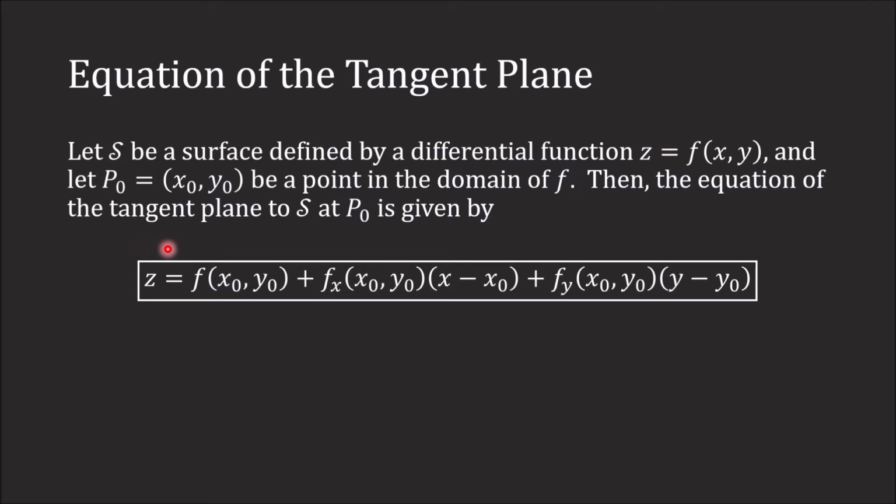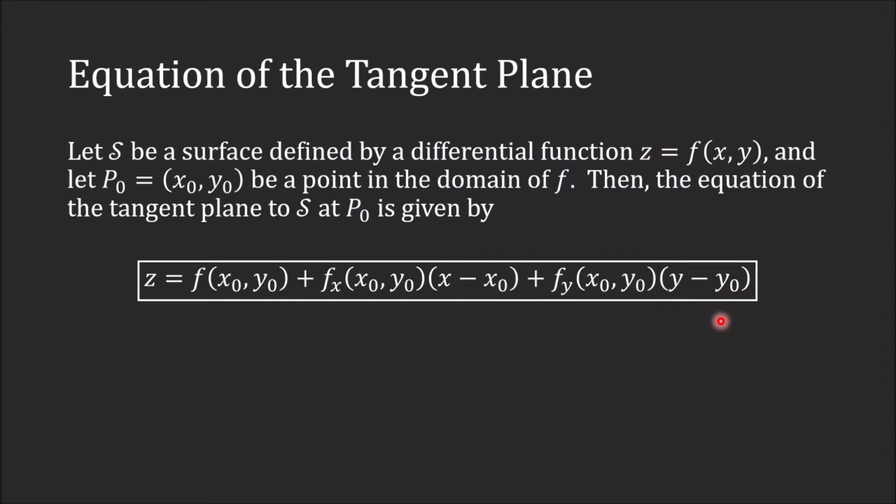So let S be a surface defined by a differentiable function, z equals f of x, y, and let P naught equal x naught, y naught be a point in the domain of f. Then the equation of the tangent plane to S at P naught is given by z is equal to f of x naught, y naught plus f sub x of x naught, y naught times x minus x naught plus f sub y of x naught, y naught times y minus y naught.